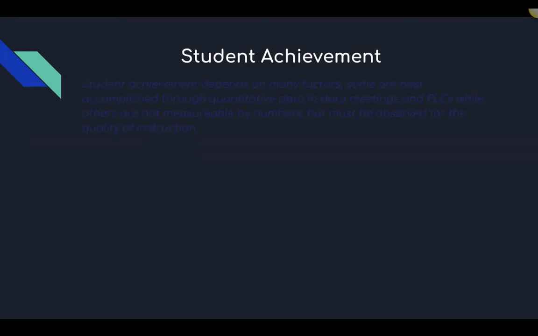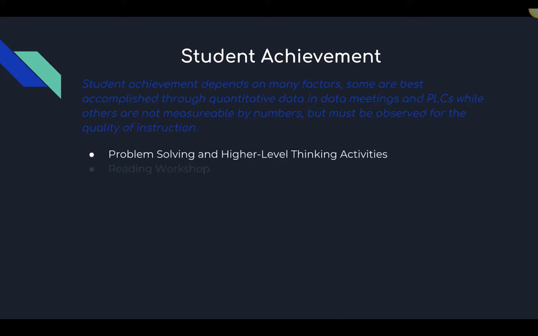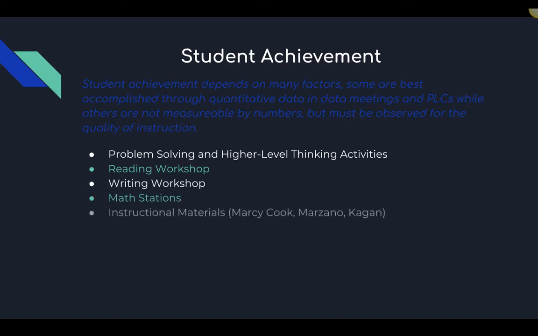Student achievement. Student achievement depends on many factors. Some are best accomplished through quantitative data and data meetings and PLCs, while others are not measurable by numbers, but must be observed for quality of instruction. Here are some examples of ways that you can observe for student achievement.